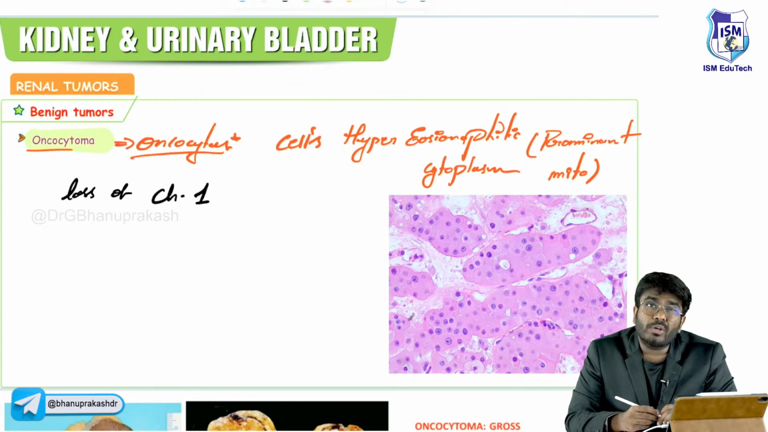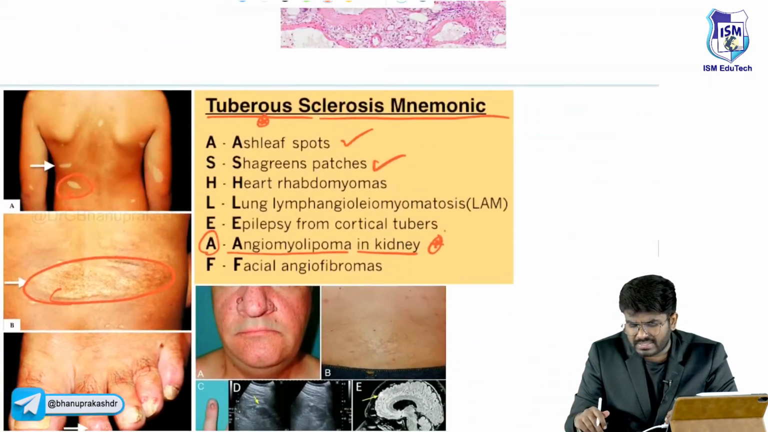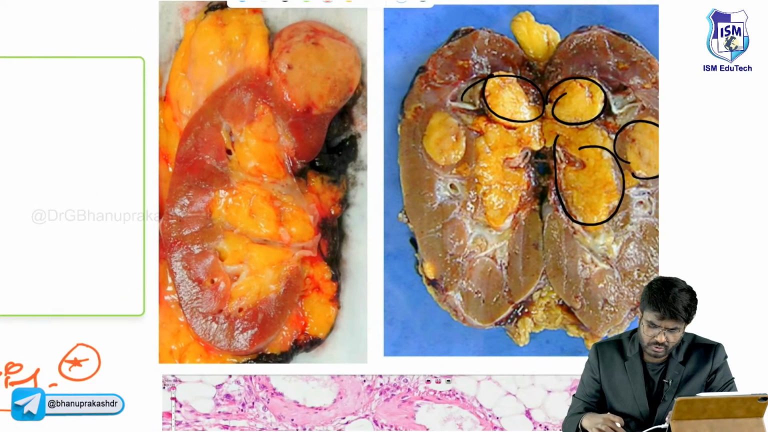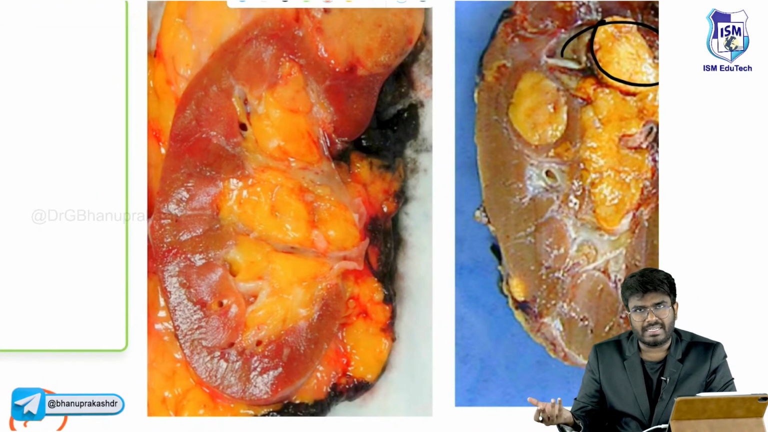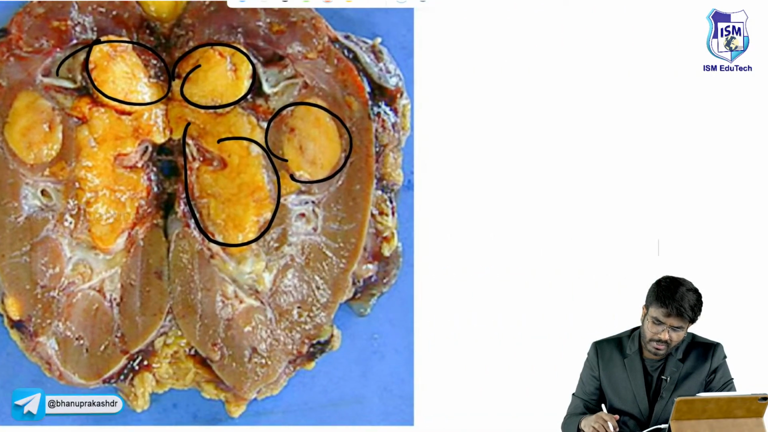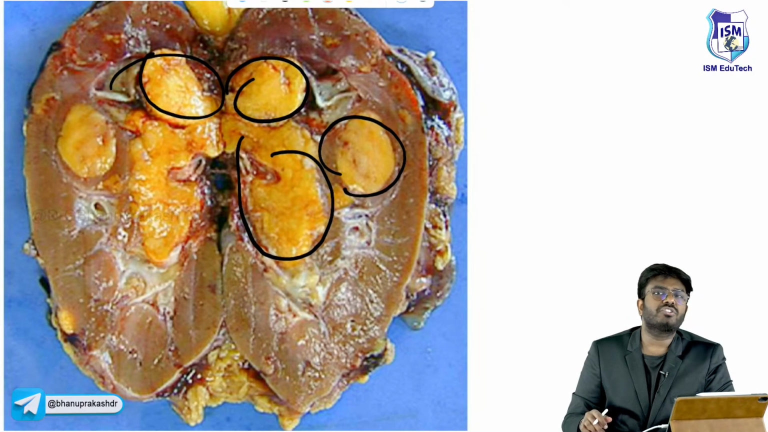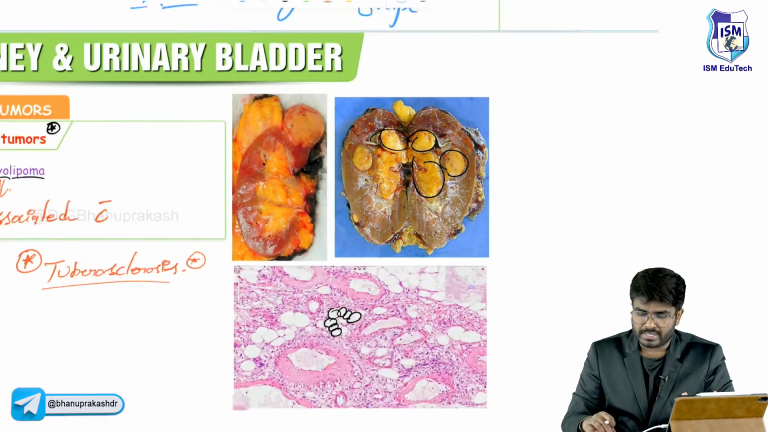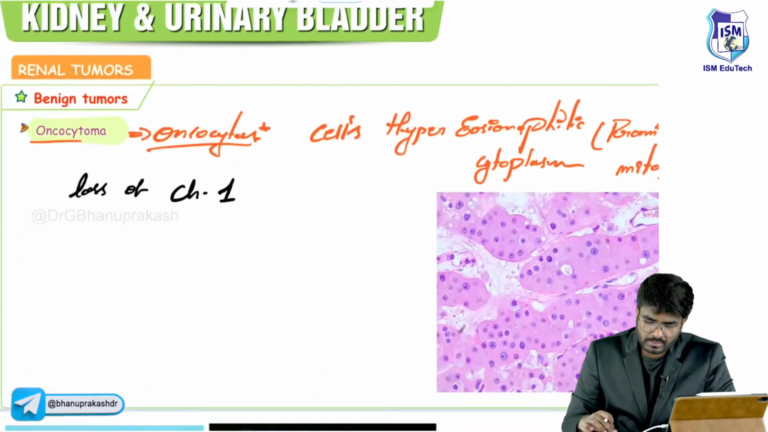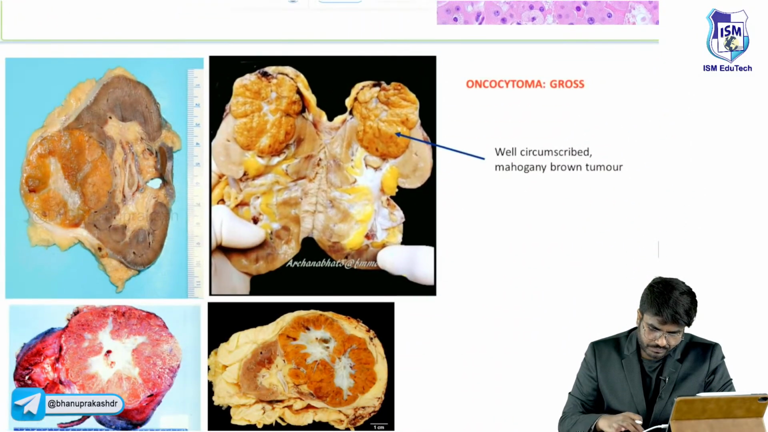Now, if you look at the tumor, you can very easily identify it whenever you are shown a tumor. See, this is the tumor. Kidney, first of all, it's a kidney, with the tumor. Sir, how is the tumor? Yellow, sir. Whenever you see a yellow color tumor, you can simply say, sir, this is angiomyolipoma. Lipoma, fat tumor.